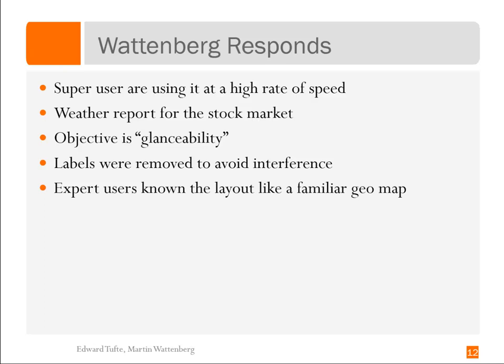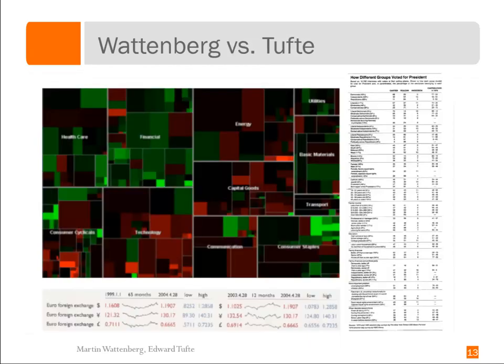They know it so well that they could tell you exactly which shares or which company that square is within an industry without even using the tooltip, because they know the relative size of the players in that industry. So Wattenberg makes a fairly strong response. And I thought what we might do is just take a quick look at the two different approaches that each suggest. So we see the map of the market.